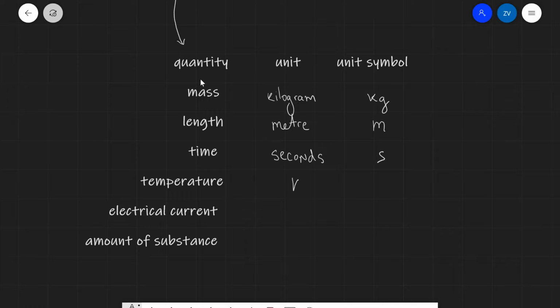Temperature is normally measured in Kelvin, and let's write it down in words. So that would be Kelvin. That's the actual unit, with the unit symbol being just K. Electrical current is measured in amps or amperes, and the unit symbol for that is just A. Finally, the amount of substance is the mole, and the unit symbol for that is just mol.